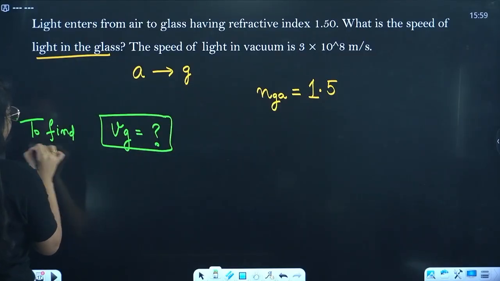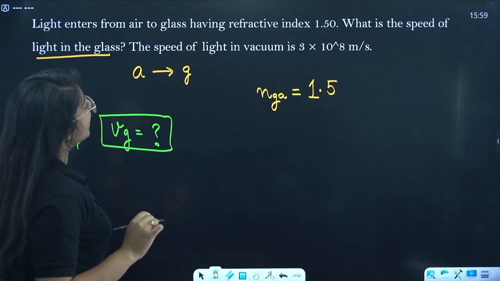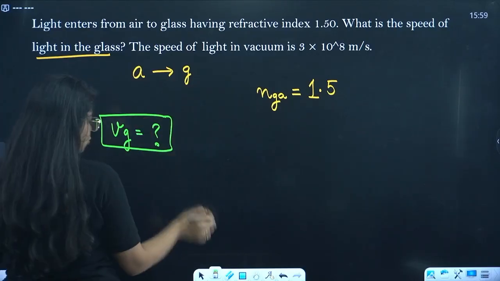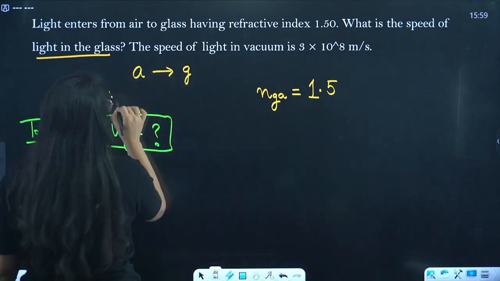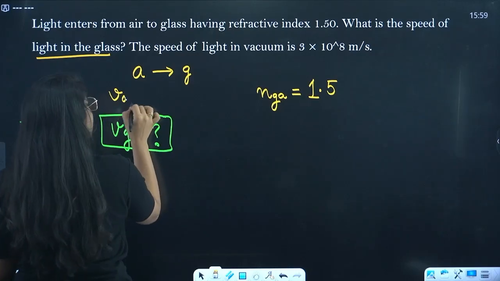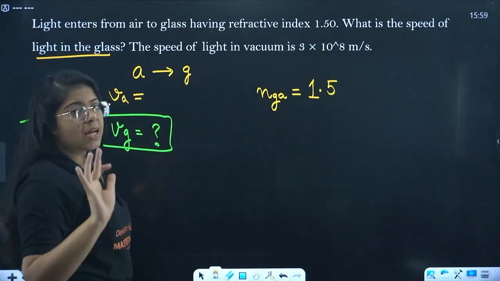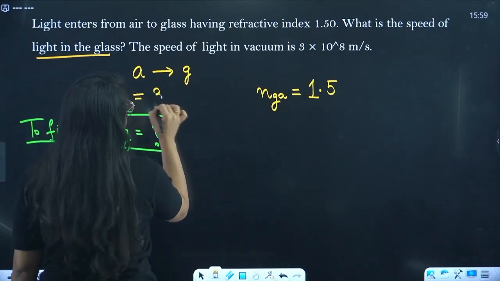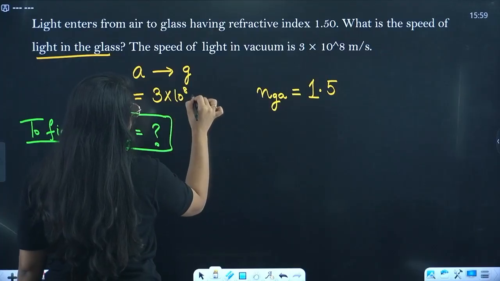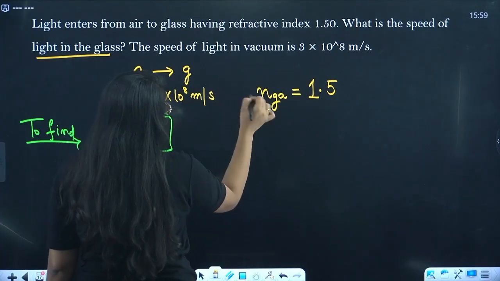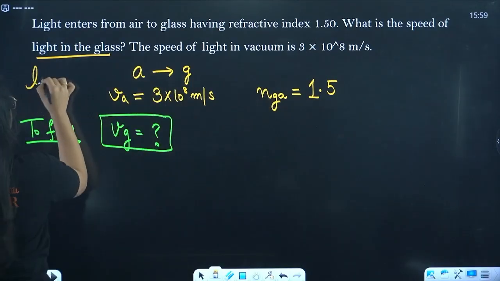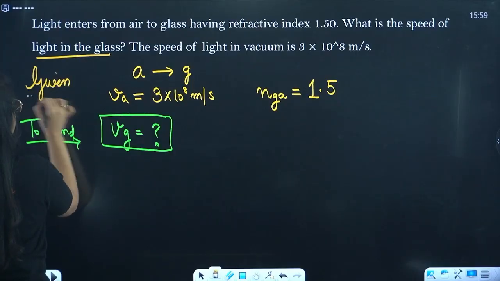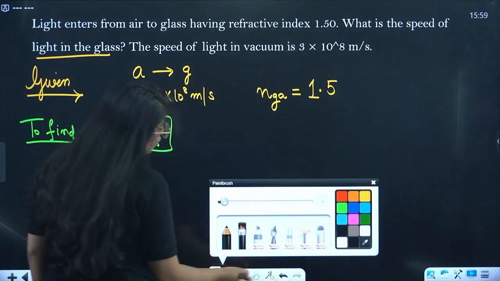Okay, this is what we have to find. The speed of light in vacuum is also given. So we are given the speed of light in vacuum or air. Vacuum and air at your level are the same. It is given as 3 into 10 raised to power 8 meters per second. So all these things are given to us. These are all the given things. Okay, let's do the solution.